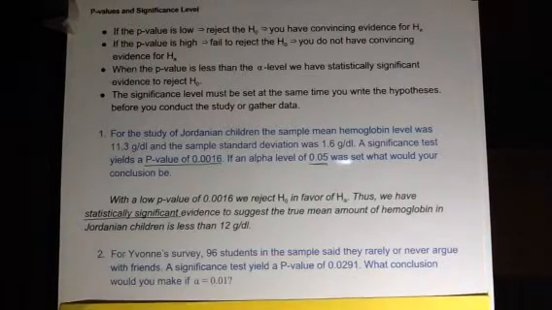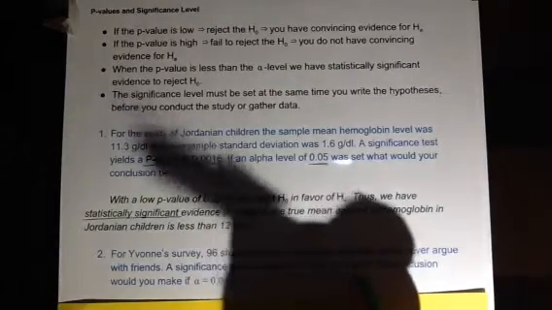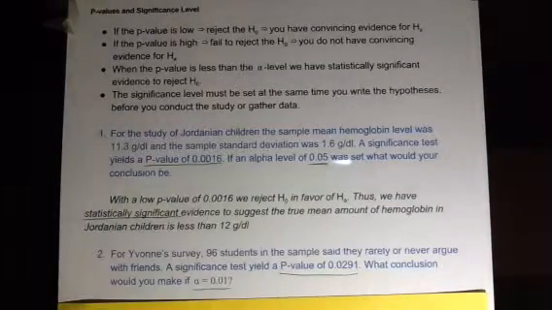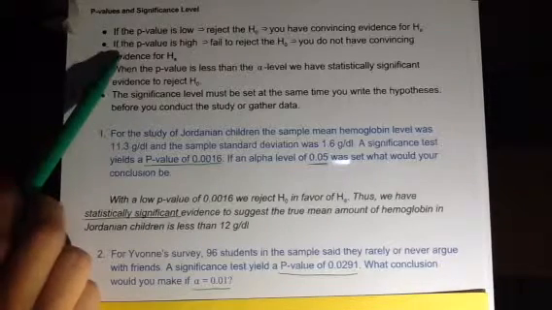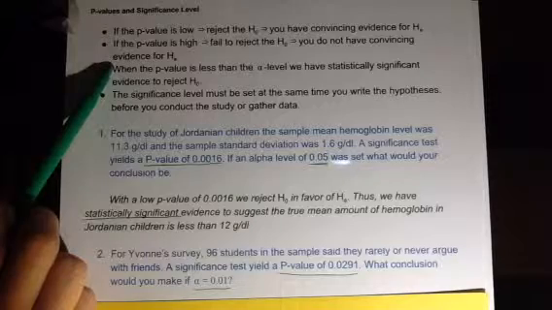One more example of this. For Yvonne's survey, 96 students in the sample said they rarely or never argue with friends. A significance test yields a p-value of 0.0291. What conclusion would you make if alpha is equal to 0.01? Again, we make our conclusion based on our p-value being measured against our alpha level. In this case, our p-value is higher than our alpha level. So if the p-value is high, you fail to reject the HO. You do not have convincing evidence for HA.